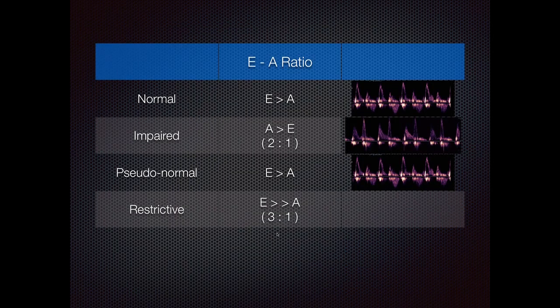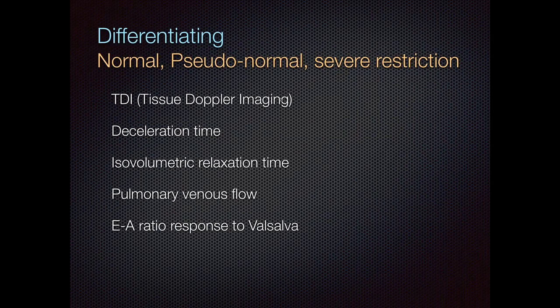So if the A is greater than the E, then we know that we've got a patient with impaired LV relaxation. But pretty much everything else shows that E is greater than A. So it's kind of hard based on the pattern alone to differentiate whether the patient is normal or whether or not they're pseudo-normal or in a restrictive pattern. So to differentiate normal from pseudo-normal and severe restriction, there are a number of parameters and measurements that we can make. Today we're really only going to focus in on the tissue Doppler imaging.